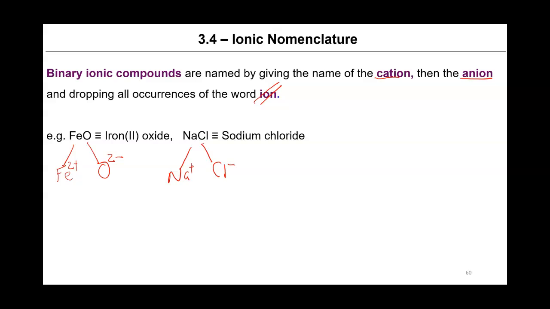Sometimes iron forms Fe3+. Sodium is in 1A, so that means that it is a fixed charge cation. So I can just go ahead and name this guy as sodium chloride.